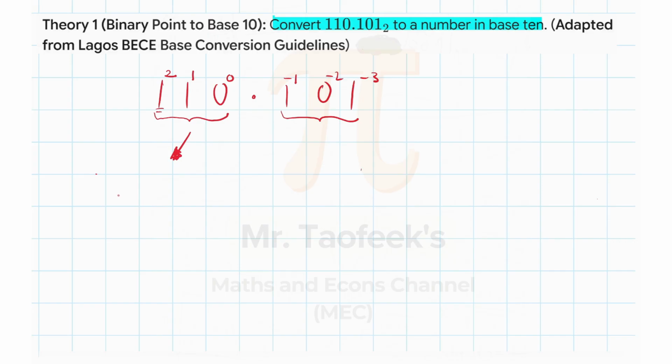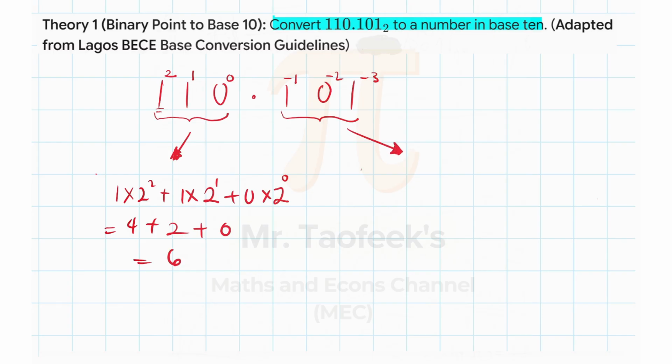We're going to do 1 times the base, which is base 2 to the power of 2, plus 1 times base 2 to the power of 1, plus 0 times base 2 to the power of 0, and this is going to give you 2 to the power of 2, which is 4, plus 2 to the power of 1 times that, which is 2, plus 0, and that's going to give you 6. On the other side, we have this, right?